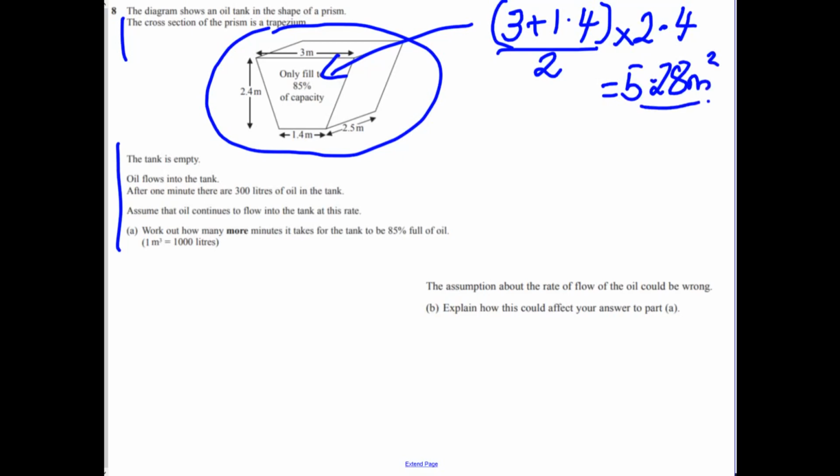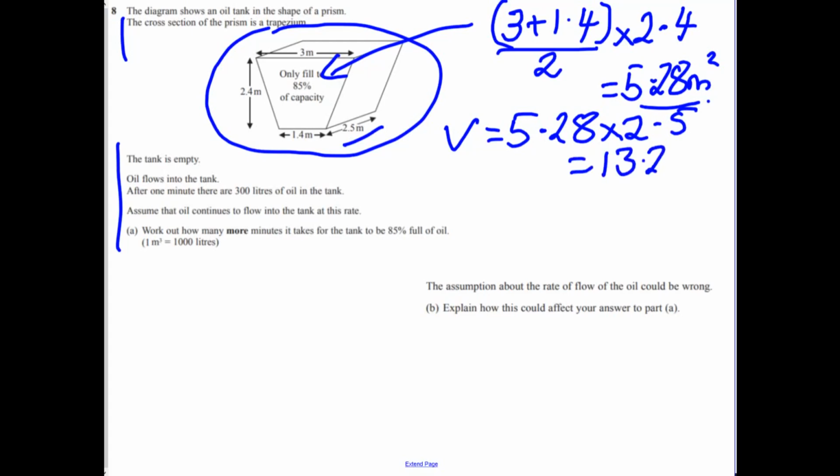Right, now work out the volume. So the volume is just the area of the end multiplied by 2.5. So again, just on your calculator, just type this in, 5.28 multiplied by 2.5. That's going to be the total volume. And if you work that out, that's 13.2, and that'll be meters cubed.